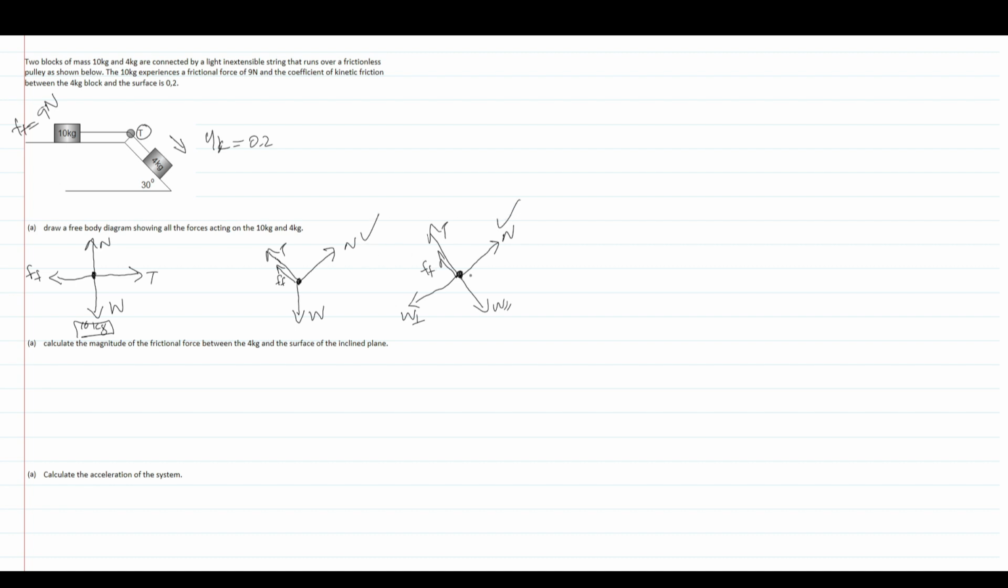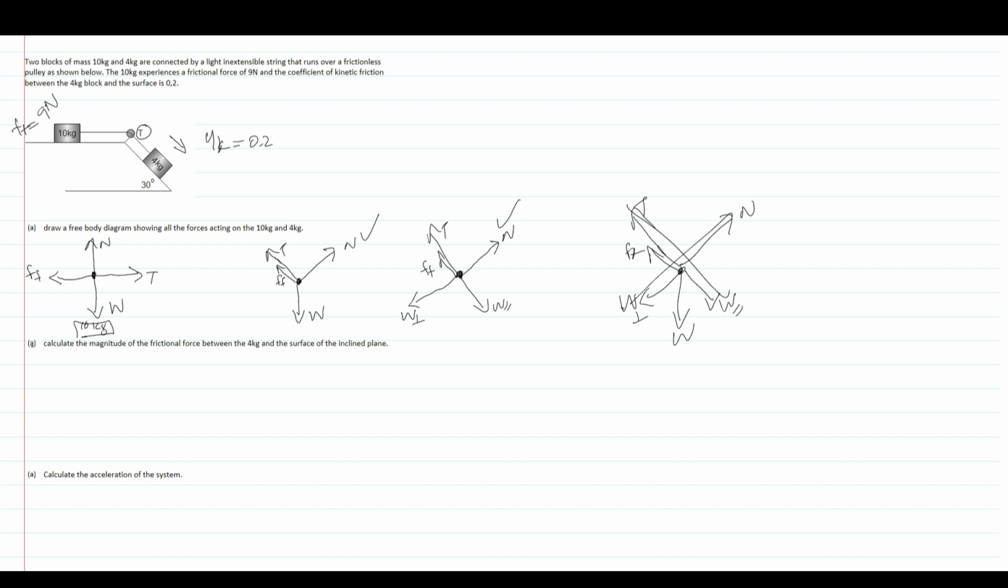So both of these are correct, but it's not correct to show the weight and show its components in one diagram. That would be wrong. So it's either you show the weight or you show its components, the perpendicular and the parallel components.